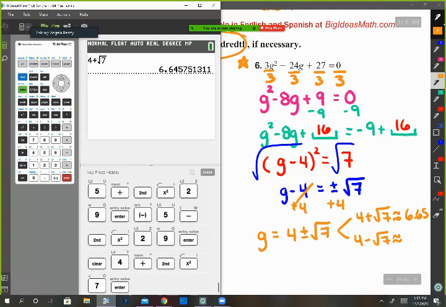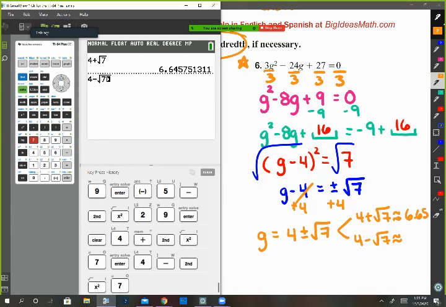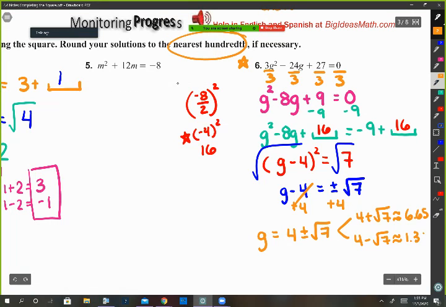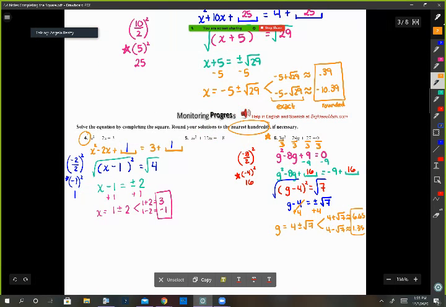And then when I go to do the other one, remember you're going 4 minus root 7. And so this time that 4 is going to leave the 5 where it is. So it's going to be 1.35. And these are my solutions that I would put in my computer. All right, because we're going to round it to the nearest hundredth if it doesn't come out nice and beautiful integers. Any questions on 4 or 6? Do we feel like we're doing okay?